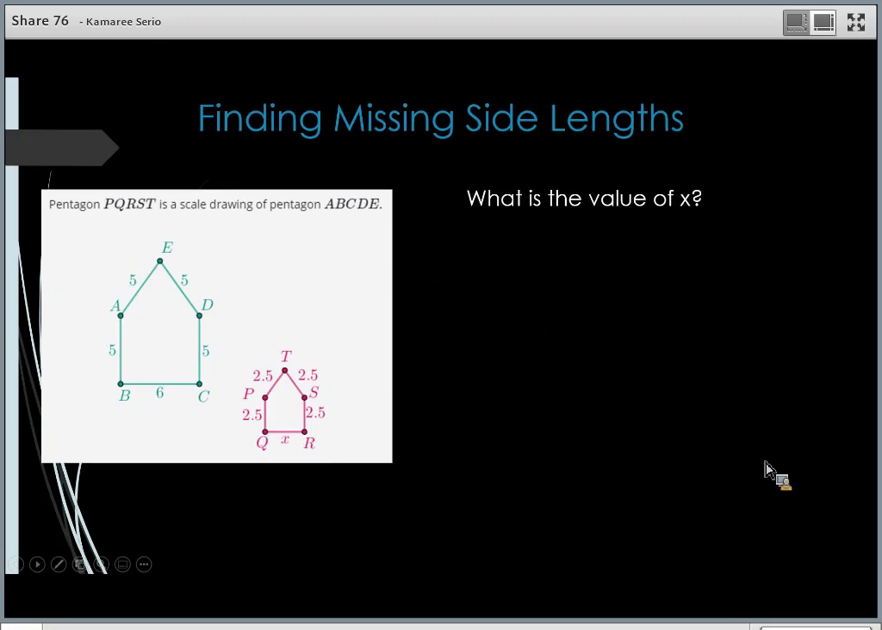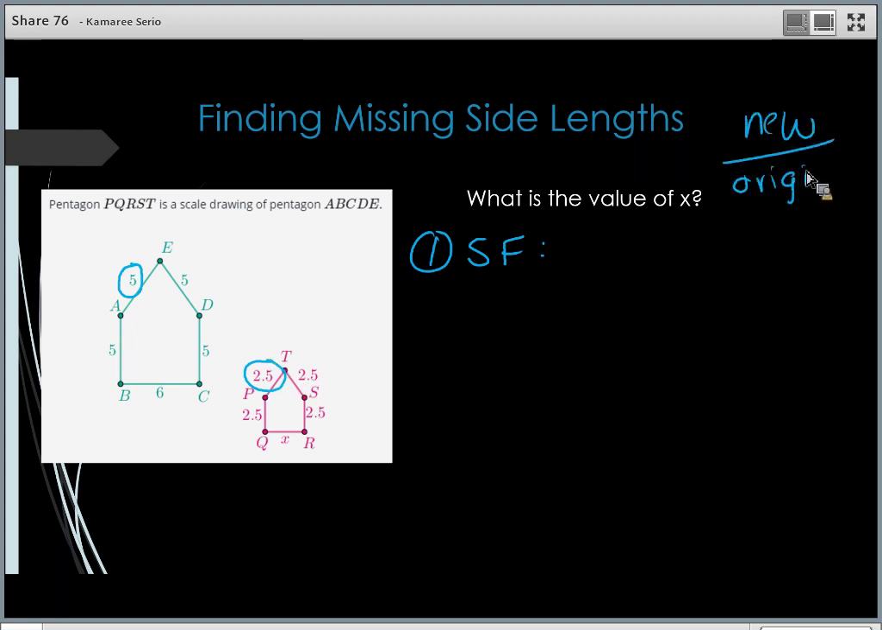Alright, so let's go through and solve this. So remember, the first thing we want to do is find our scale factor. I'm going to put SF. Okay. Let's use this side 5 and this corresponding side 2. Remember, it is new over original. So my new is 2.5 over my original, which is 5. If you type this into a calculator, it will reduce to 1/2. Okay, so I have that 1/2.